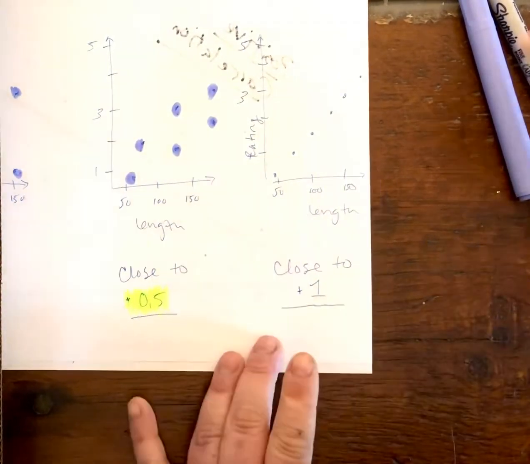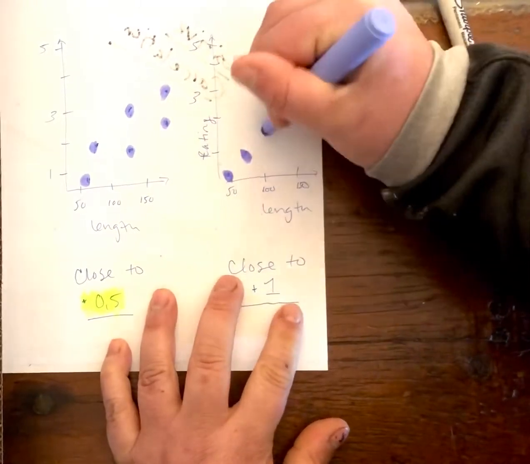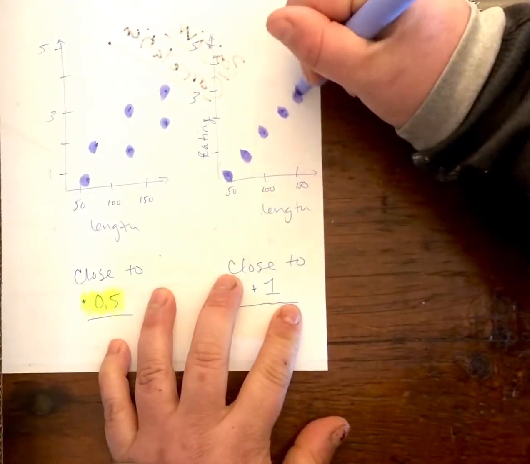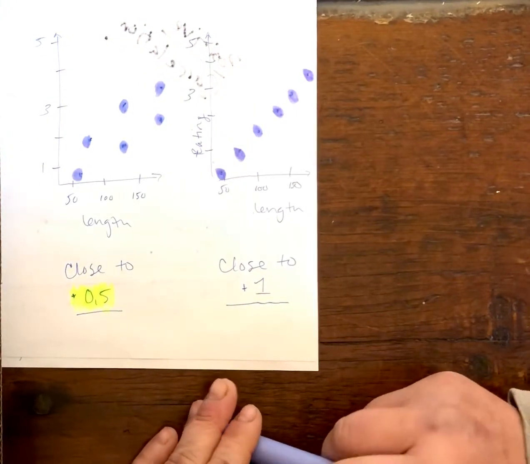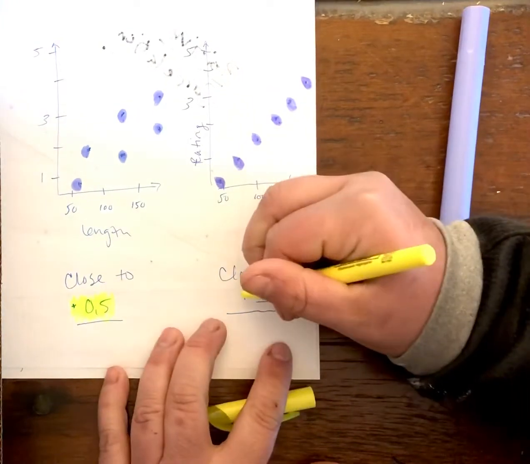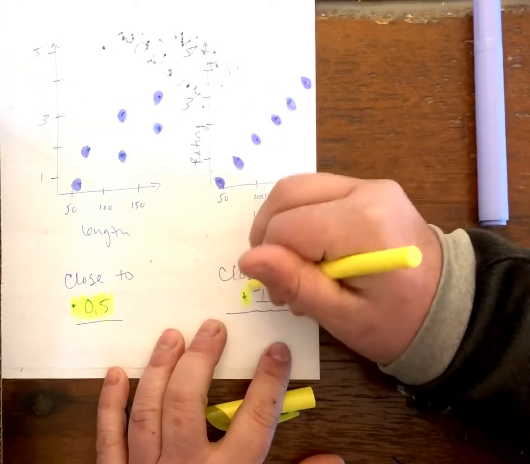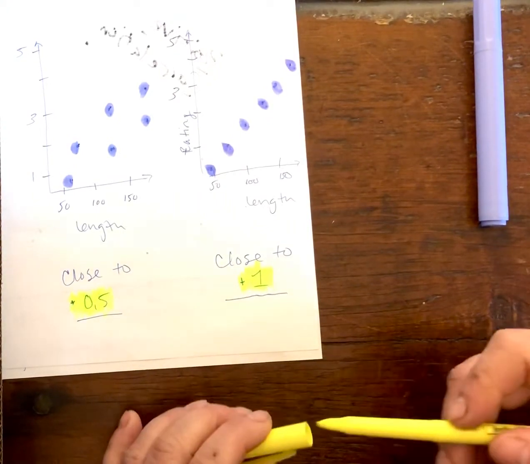And then lastly, in my last graph, I have these points. So every time the movie gets a little bit longer, their rating goes a little bit up. That is an almost perfect correlation, which means R is going to be close to 1.